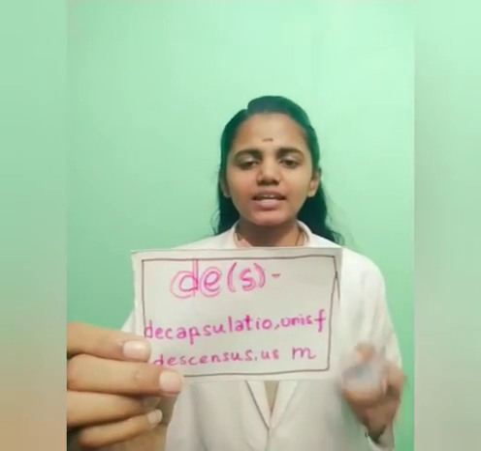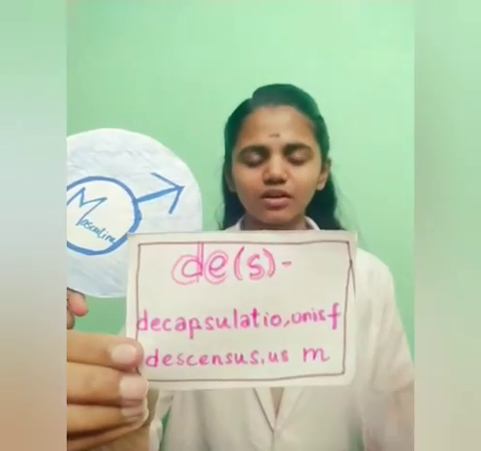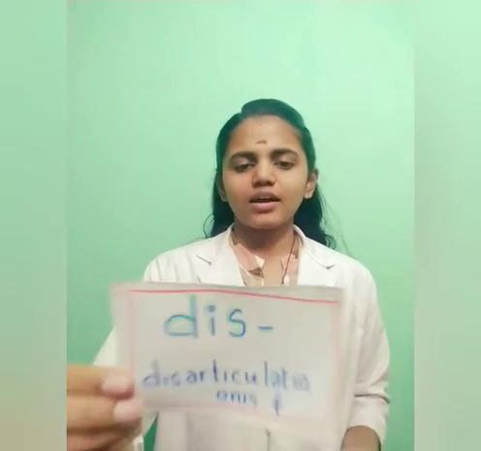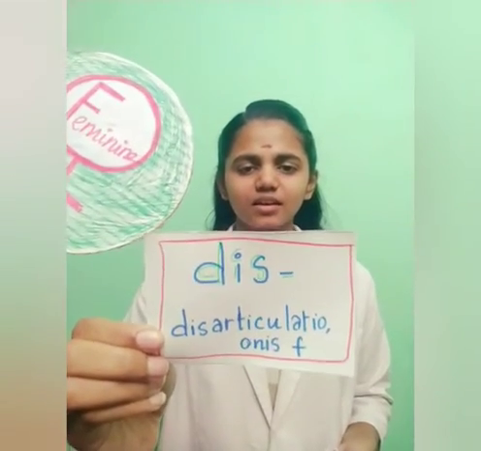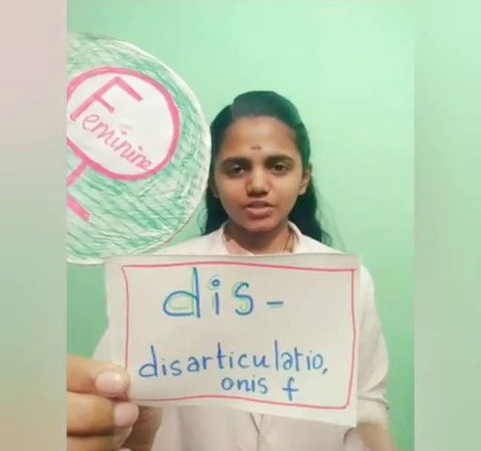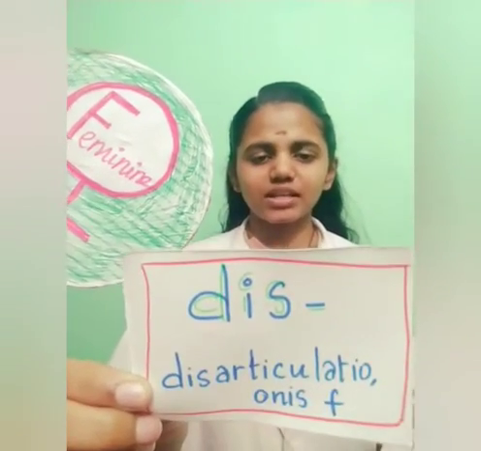And des, it means from. Descensus, descensus. It is the sinking or protrusion of a viscous portion of an organ. And the third is dis. It means apart or separation. Example is disarticulatio, disarticulationis. Meaning is separation or amputation in a joint without cutting through the bone.